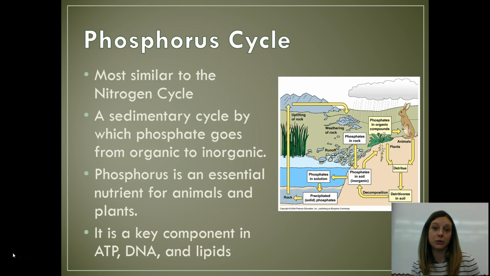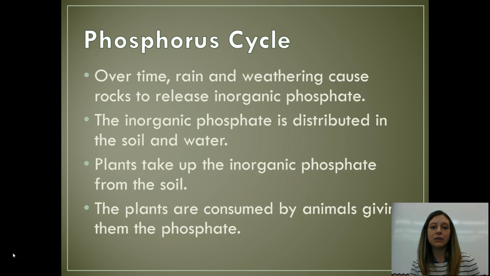You know that phosphorus is a critical component of DNA. You know that DNA is made up of sugars, nitrogen bases, and phosphates, right? That makes up the backbone. Phosphorus is an important part of lipids, and lipids are fats used for many different things. Okay, so the phosphorus cycle.